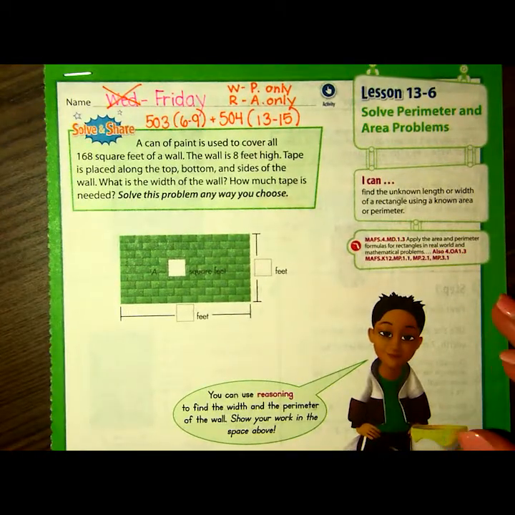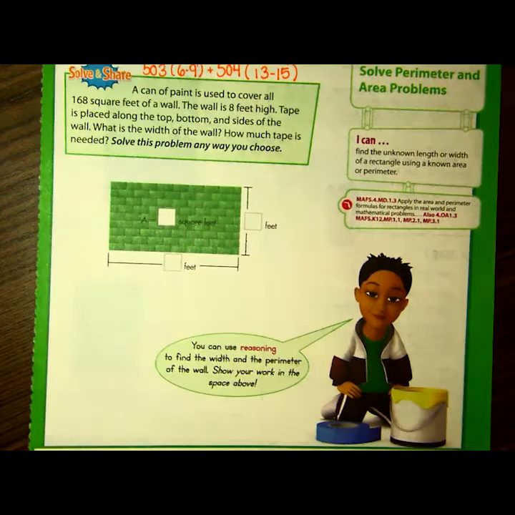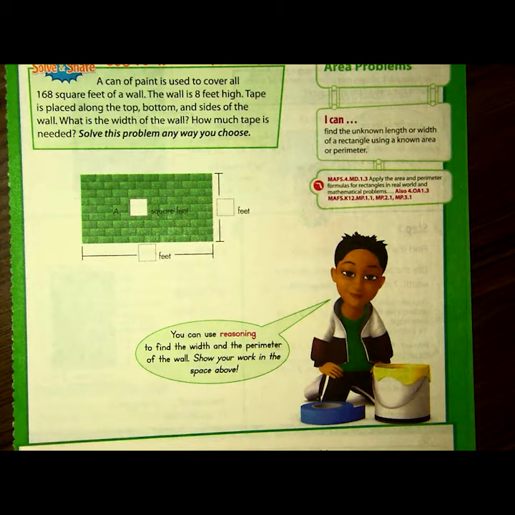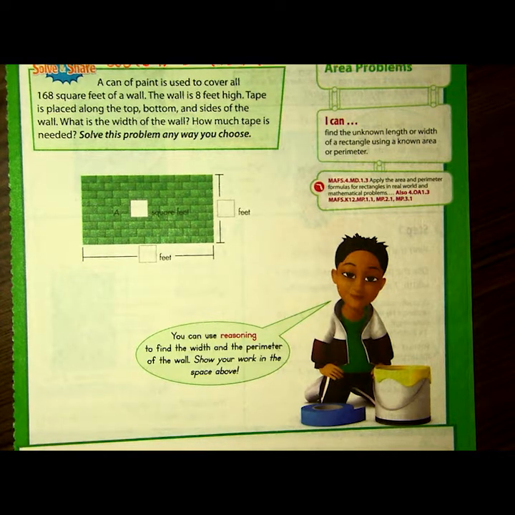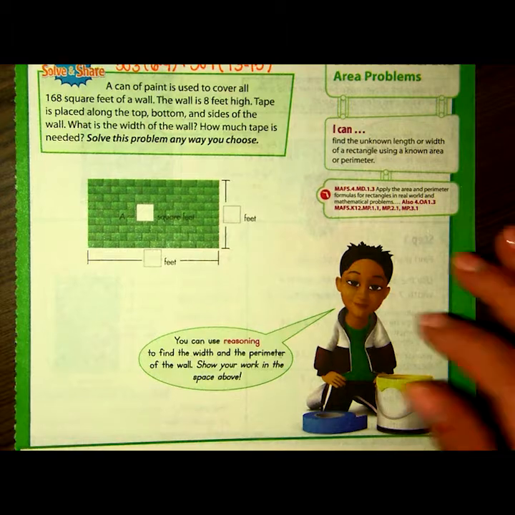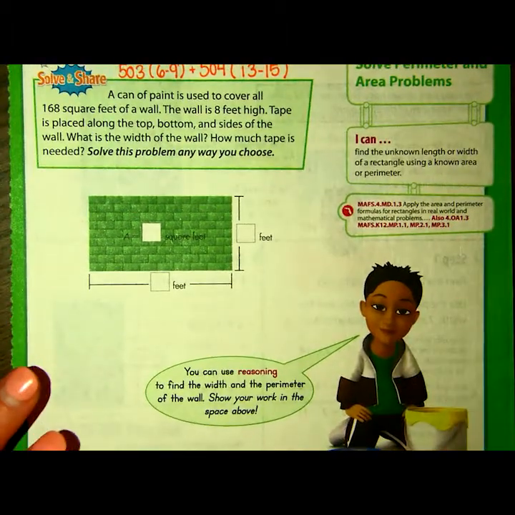So we know that on Wednesday, we were focused on just perimeter only. We were looking at problems that involved perimeter, and then on Thursday, we looked at problems that involved area. Those two lessons were not in your book. So today, we are looking at problems when you're given the area or the perimeter, and you have to find a missing side length. So again, make sure you're following along. Let's take a look at this first problem, and we're going to work through this together.